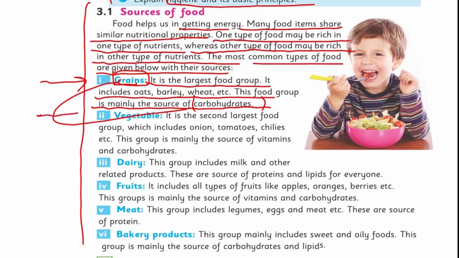And the second one is vegetables. Vegetables is the second largest. Don't forget that vegetable is going to be the second largest food group, which includes onion, tomato, chilies, etc. This group is mainly the source of vitamins.